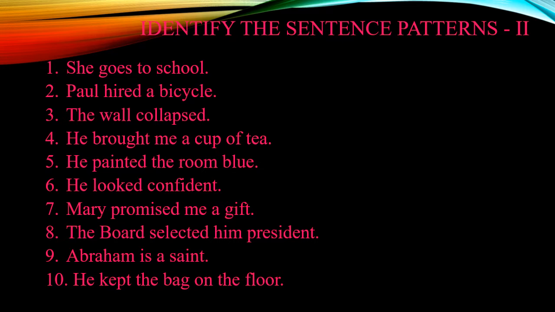Paul hired a bicycle. Now Paul is the subject, hired is the verb, and a bicycle is an object. It is a noun which is acting as an object. It is the receiver of an action. That is, it is a receiver of the verb hire. So here we have the sentence pattern S plus V plus O.